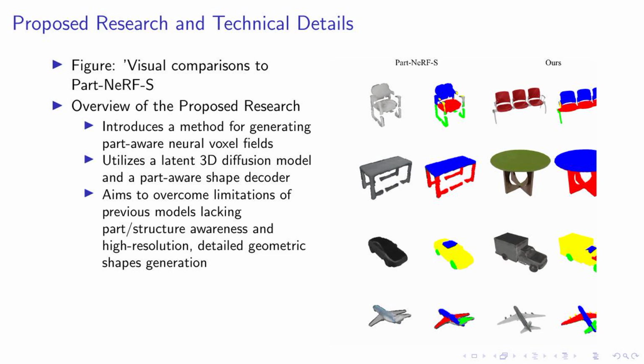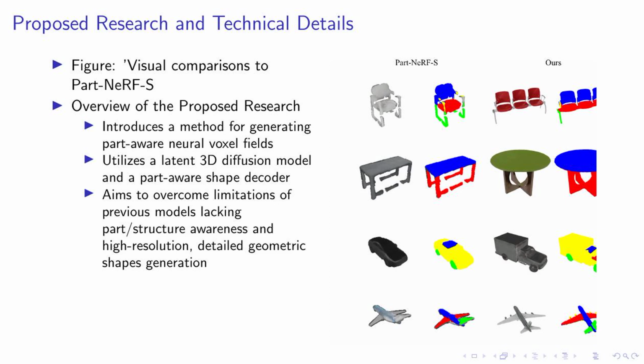The diffusion model compresses the object fields into a smaller spatial resolution, enhancing the high resolution of the voxel fields. This results in improved geometric details and high-quality rendered images. The part-aware shape decoder, on the other hand, integrates part codes into the voxel fields. This establishes relationships between different parts of the voxel field, allowing us to generate part-aware shapes with high-quality rendered images.